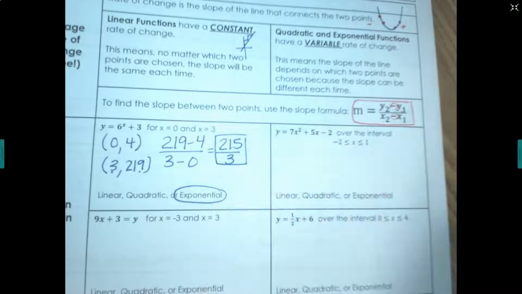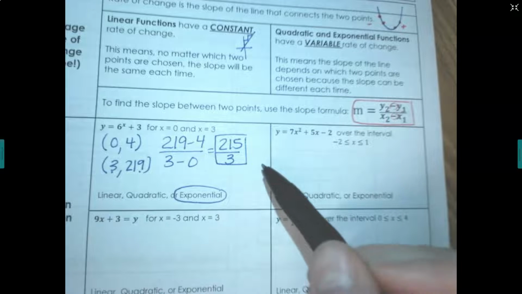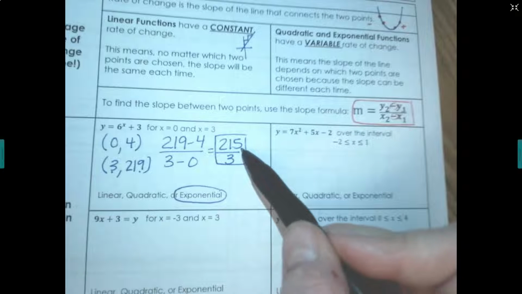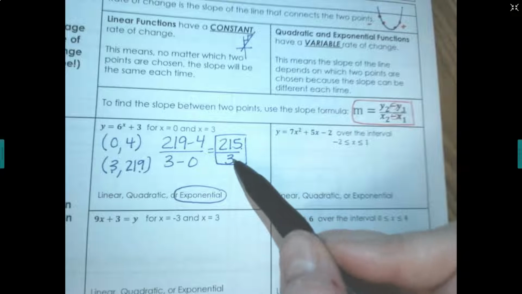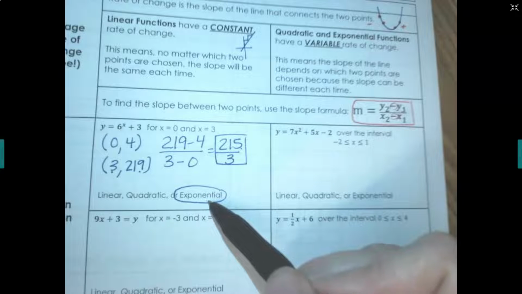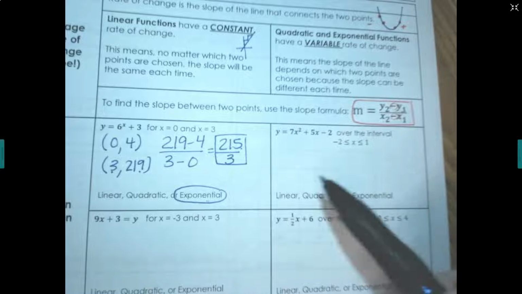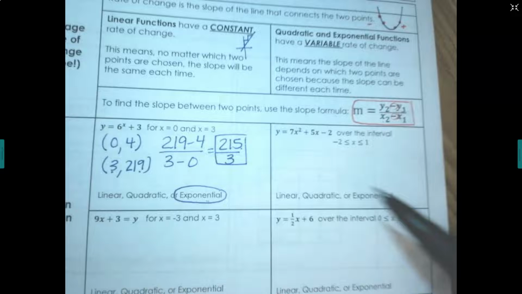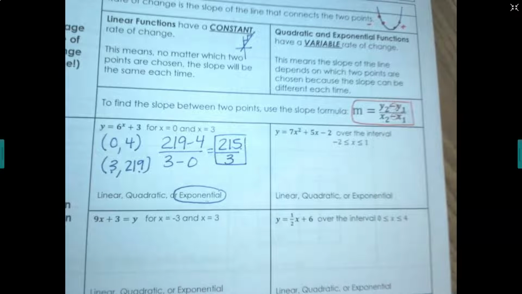This is actually our slope. So if we wanted to plot points on that slope, it says rise 215 and then run 3. Remember, exponentials grow very quickly. They can be very steep, and that's why that's such a steep slope.